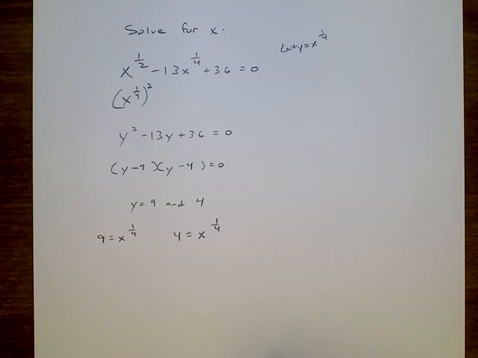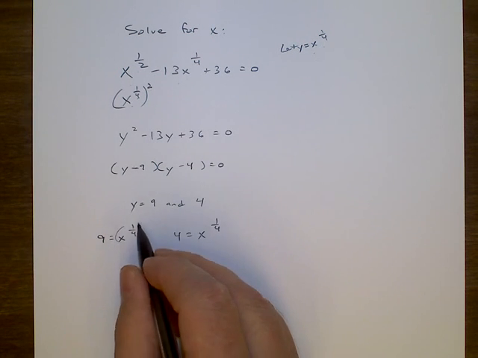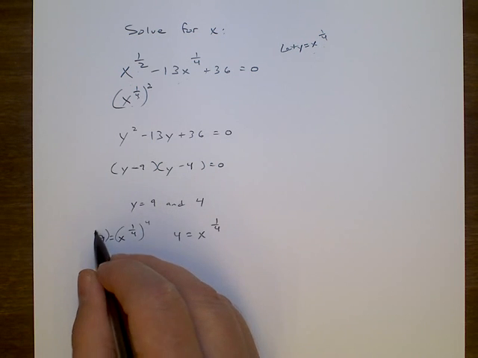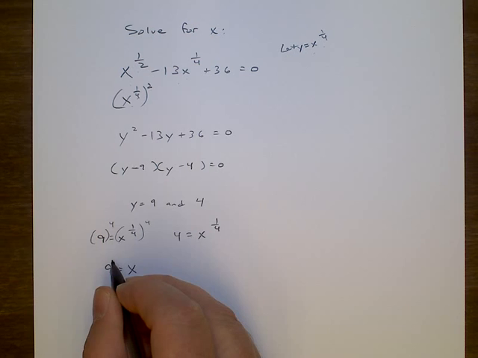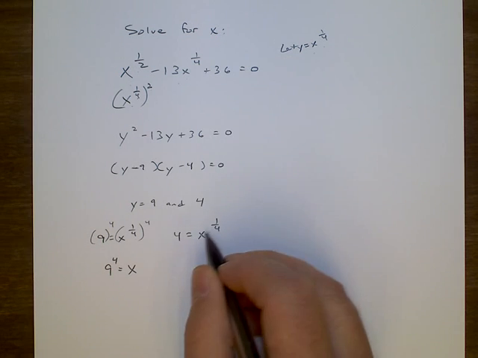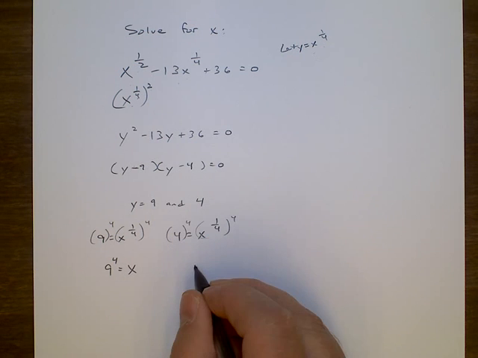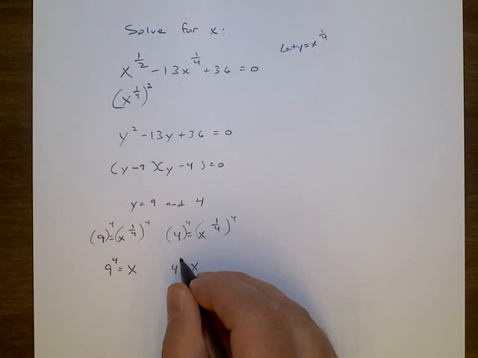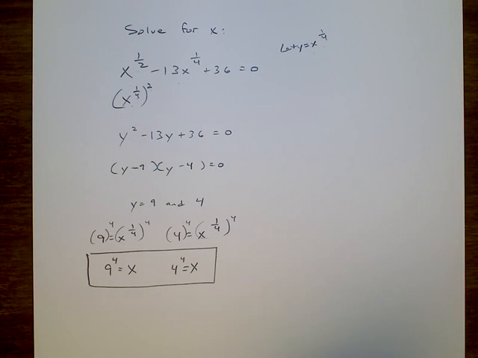And so now to solve for x, well, how do you undo something to the 1/4 power? You have to take that to the 4th power, but of course we have to do that to both sides. So x equals 9 to the 4th. In this case, same idea. X equals 4 to the 4th.